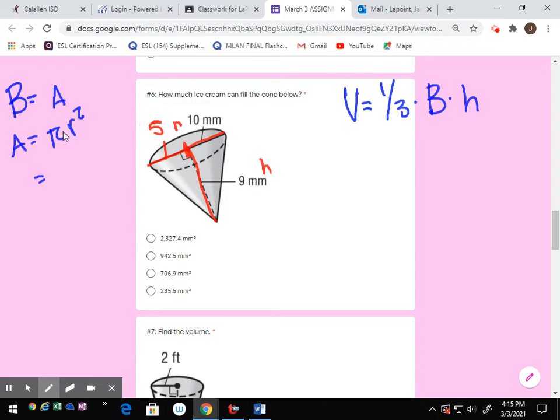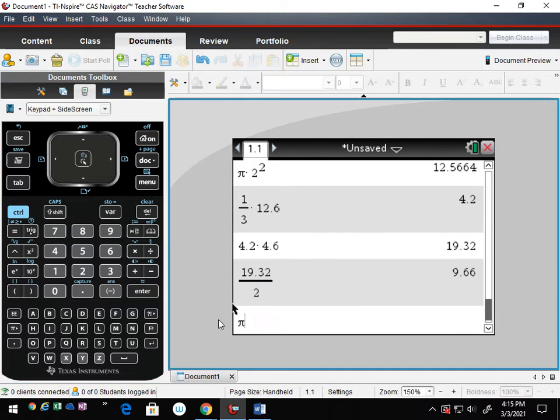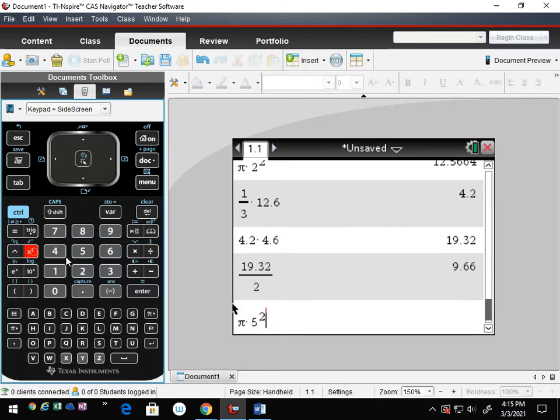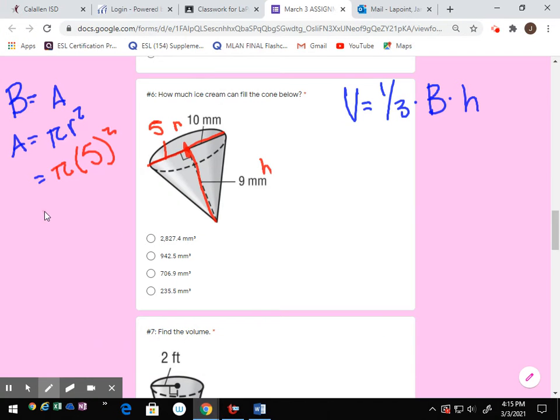Let's plug in 5 for our area formula. So we'll do pi times 5 squared. Let's plug this into our calculator. Pi symbol down here. And choose pi times 5 squared. We get 78.5. Okay, so we go over here. I'll write 78.5, and I'm going to use my units, millimeters, and we found the area, so squared. Okay, so we're going to plug in, and this was for big B. So we're going to plug in big B over here.